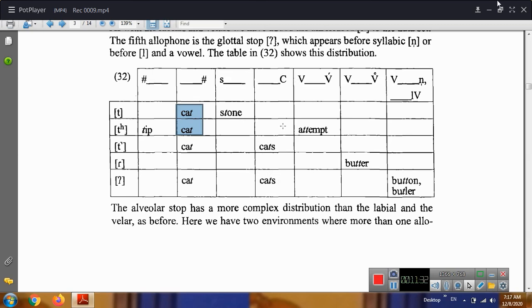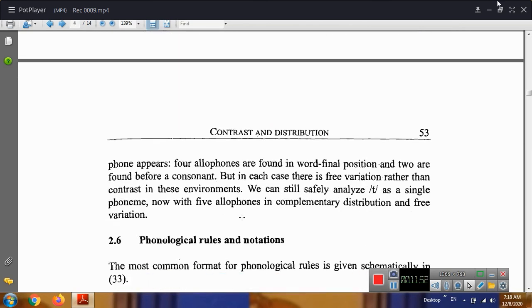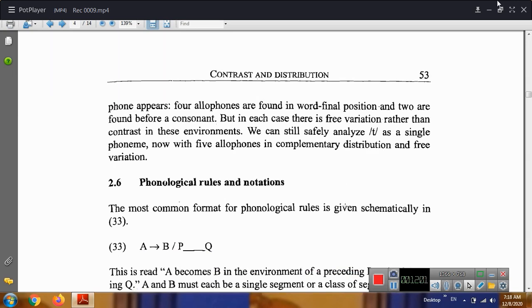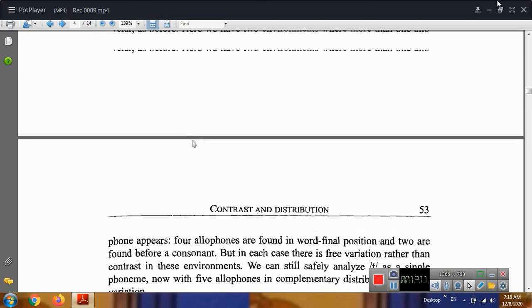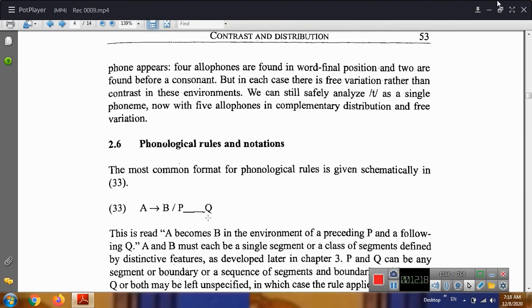Here we have two kinds of distribution. One of them is complementary distribution, which occurs in this column, this, and this. And here we have two variation distributions at the end of the word and before the consonant. Okay, five allophones in complementary distribution and variation. The variation, four of the variation occur at the word final and two are found before a consonant. Here we have variation and here we have variation.